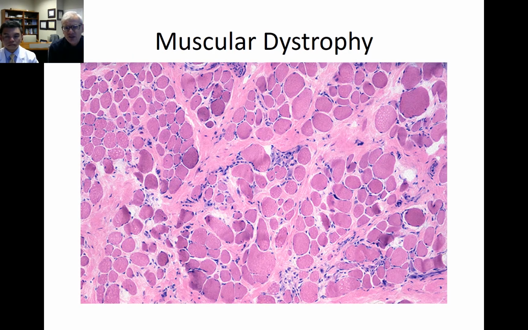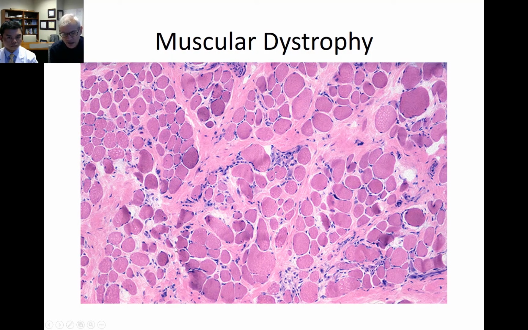This is a general appearance of a myopathic process. In this particular case, it happens to be muscular dystrophy. We will talk about that briefly as well. But let's focus on what the myopathic changes are. So in general, here we have the myofibers. This is a lower power view of cross-section of the muscle. And we have the endomysium, and we have all of them arranged in fascicles.